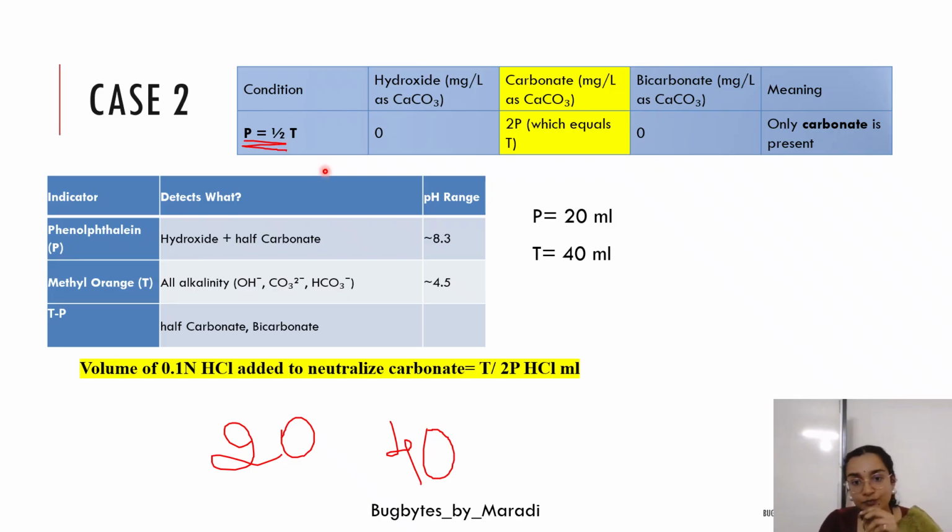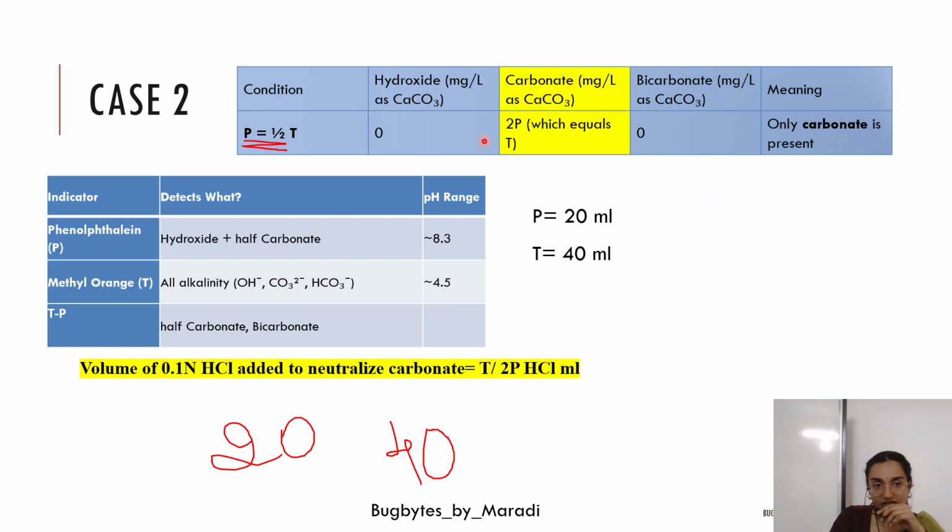Why? Because, half of the carbonate. Just imagine 20 ml of acid is required to neutralize the half carbonate present in this particular section. And the remaining half of the carbonate will be neutralized in the methyl orange indicator section, when you treat it with the acid. 20 ml to neutralize carbonate, 20 ml to neutralize the remaining half of the carbonate. That's why you will be getting only carbonate as the answer.